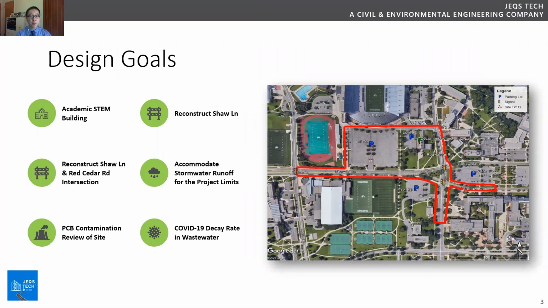To kick things off, here are a couple of design goals that we came up with in order to meet the needs and requirements of our client, Michigan State University and Mr. Engel. The first is the structural design of an academic STEM building that is supposed to be located at the northwest corner of Shaw Lane and Red Cedar Road. A second design goal is to reconstruct Shaw Lane, ranging from Chestnut Road to just east of Red Cedar Road. This will also include the assumption of the removal of North Shaw Lane according to the 2020 Campus Master Plan for MSU, which we'll go into in a later slide.